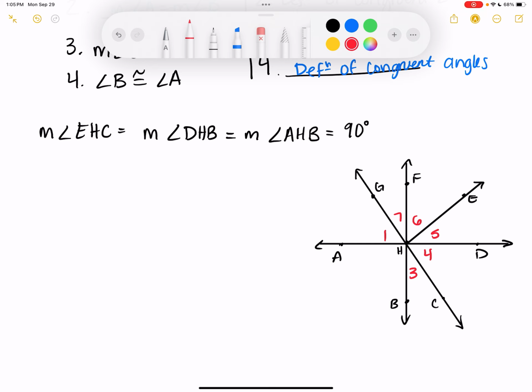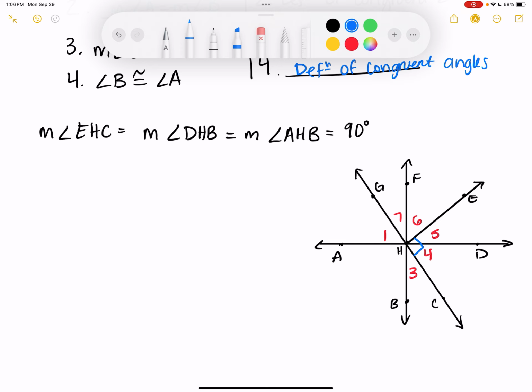All right, so what I would do when I have a problem like this, and I know I'm going to be using it to answer questions, is I'd probably go in and try to fill in this information on my graph, because it probably is going to help me. So EHC, that is this right here, I'm told is 90 degrees. That means that this is a right angle. So I'm going to put my little right angle box here so that I know that that's 90 degrees.